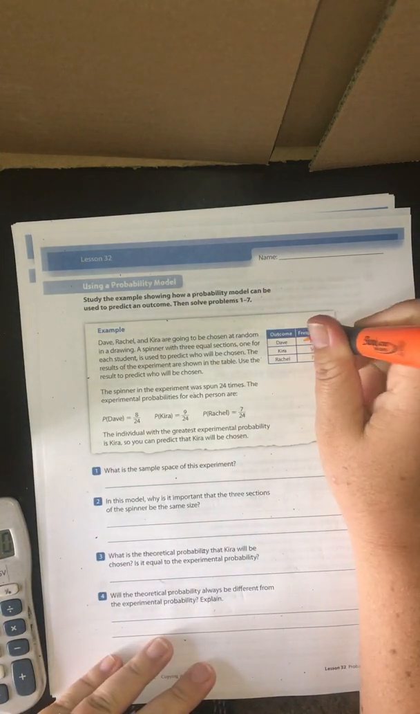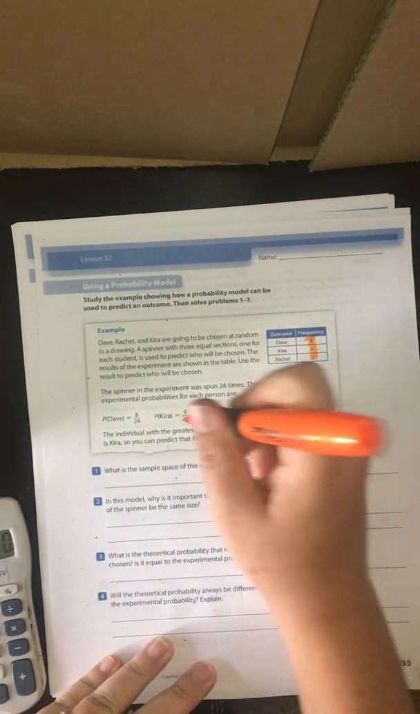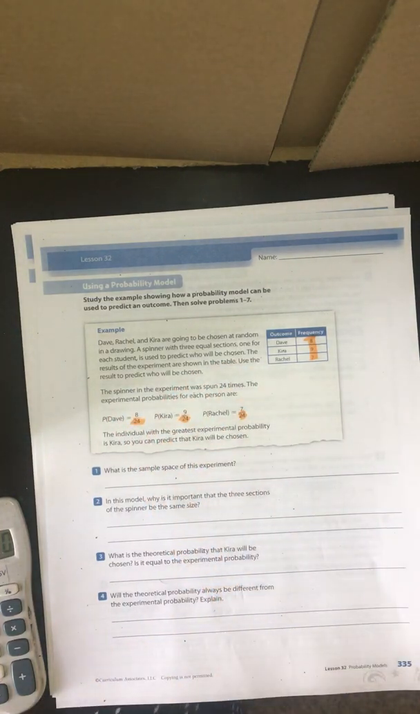Right, now we're going to do pages 335, 336. So they give you an example of the probability model again. It just talks about how they're going to be chosen at random in a drawing, and here's the outcome and the frequency. Again, it's out of 24 total. So you know that Kira is most likely to be predicted because she's got 9 out of 24.